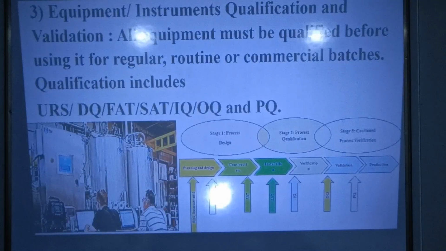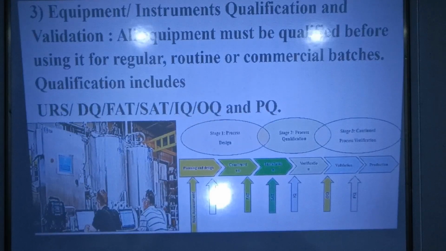Third key principle is equipment instrument qualification and validation. All equipment must be qualified before using it for regular, routine or commercial batches. Qualification includes user requirement specification, called URS, design qualification, factory acceptance test, site acceptance test, installation qualification, operation qualification and performance qualification. Listen. Here we cannot break this sequence by altering or changing the position of these activities.